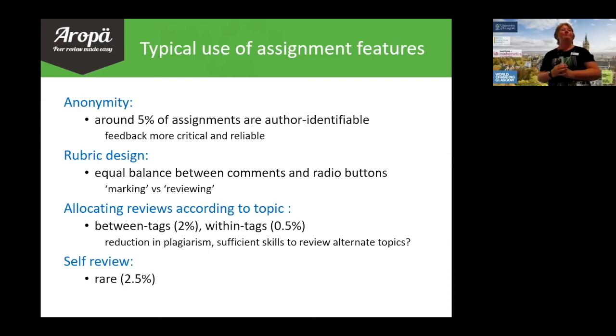The idea being that people tend to think that if it's anonymous, then the feedback's going to be more reliable. Looking at the rubric design, the rubric allows for both radio button answers, excellent, very good, good, etc., as well as free-form comments. There's an equal balance between comments and radio buttons in most of the rubrics. There are very few rubrics that just have mark items and very few that just have comments. It tends to be marking, which is the radio buttons, giving them a number or at least a quality grade, versus reviewing. So it tends to be an equal balance.